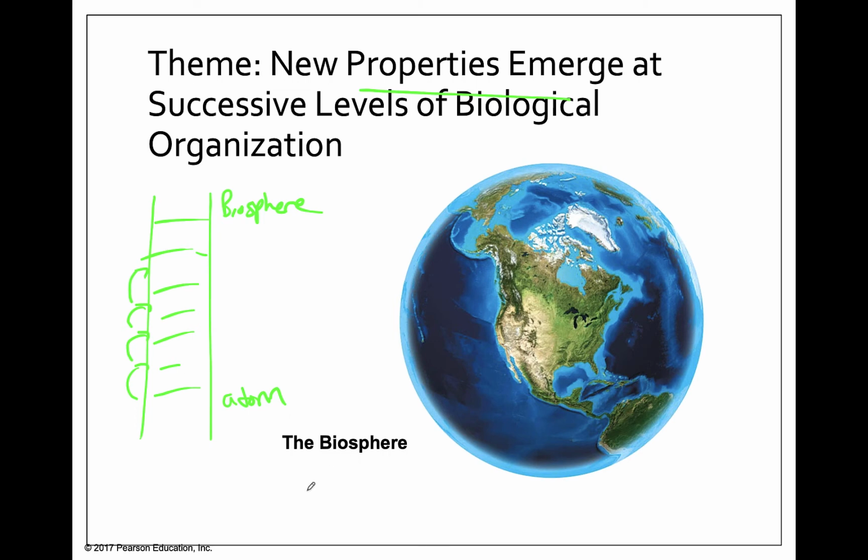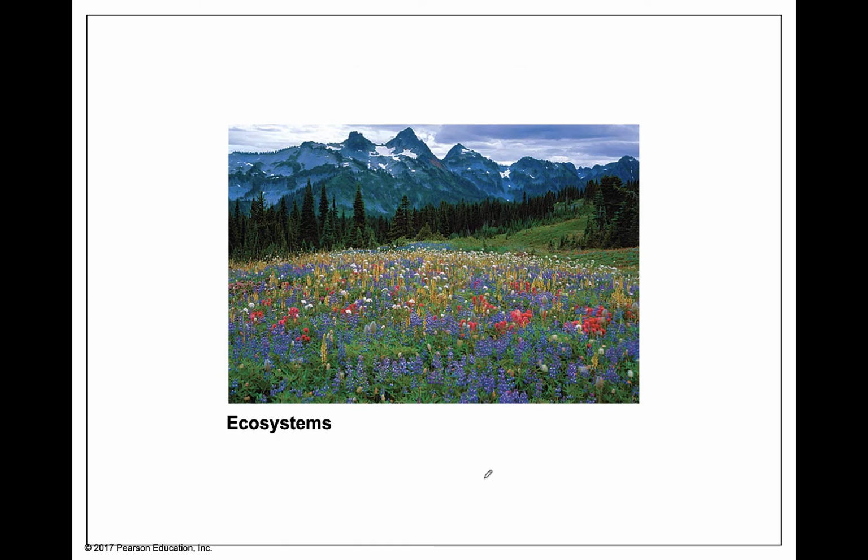So the biosphere is the entire Earth. All of the different environments, all of the different land and aquatic environments that make up the planet. One step down from that is we have an ecosystem. This has living things and also abiotic, non-living things.